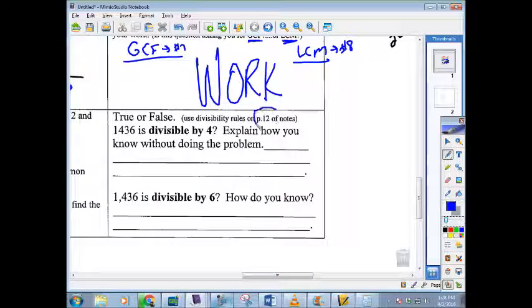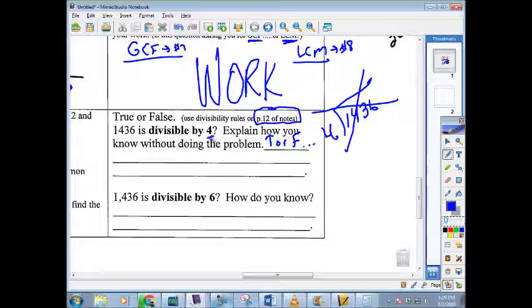Right here, page 12 of your notes. Once again, I need to know whether it's true or false. I need to know why it's true or false. And I don't want you to ever do this and start dividing. That is not what I want. I want you guys to actually tell me using the divisibility rule.